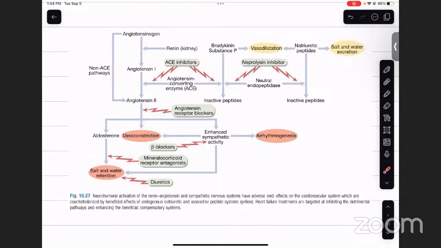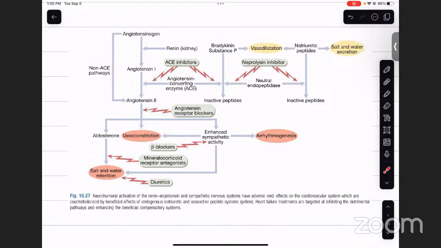Okay, let's see. Here there is the enzyme that converts angiotensin 1 into angiotensin 2. This is ACE. If we block angiotensin converting enzyme, there will be no more angiotensin 2, so no more vasoconstriction effect. Also with angiotensin receptor blockers, there will be no more vasoconstriction. And there is formation of aldosterone. If we block it with mineralocorticoid receptor antagonists, there will be no more salt and water retention. And this is the sympathetic activity, which can be blocked by the action of beta blockers.